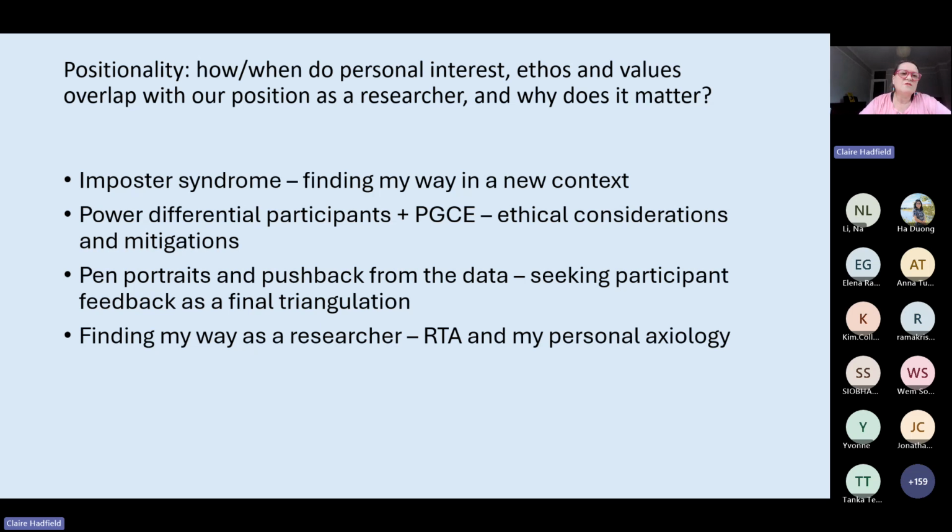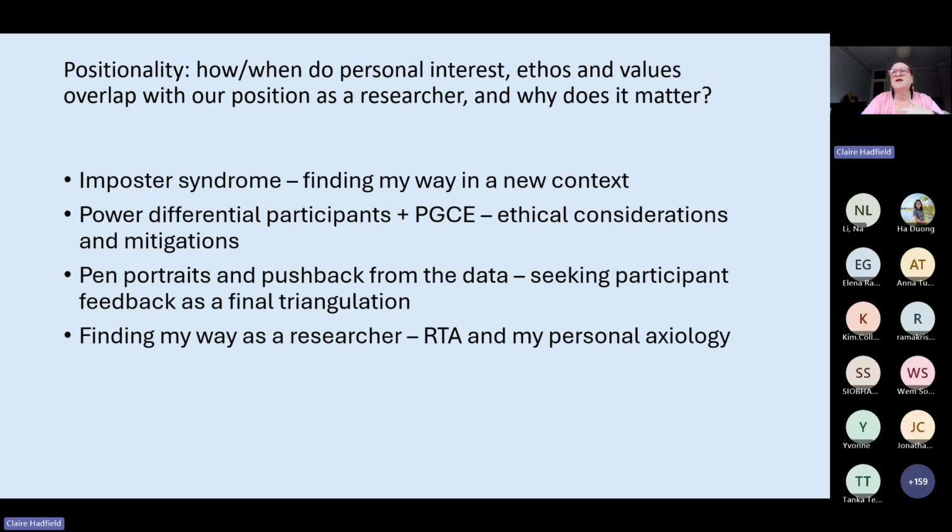So positionality, something that I only really started thinking about recently because someone asked me a good question, which was to what extent do personal interest, ethos and values overlap with our position as a researcher? And how does that matter? Why does that matter? So thinking about that in my own context, I'm particularly interested in language and the way in which people use language. And that predates me having started the PGCE. It might be just because I'm a really nosy person and I love to eavesdrop. But when thinking about starting this research, my starting point was the language that participants are using.